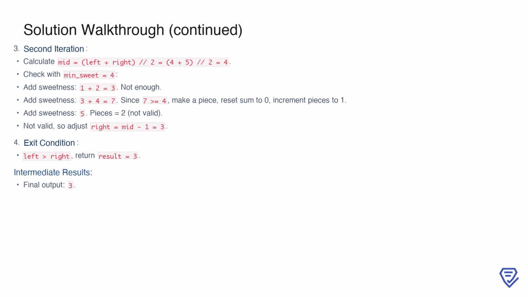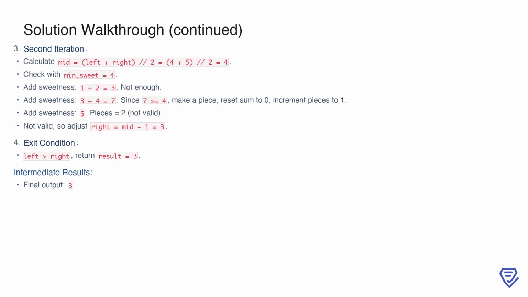Adding the remaining element, 5, results in only 2 pieces being formed, which is not enough to meet the requirement of 3 pieces. Therefore, dividing with a minimum sweetness of 4 is not valid, so we adjust our range by setting right to mid minus 1, which is 3. At this point, left is greater than right, so we exit the binary search and return the result, which is 3.